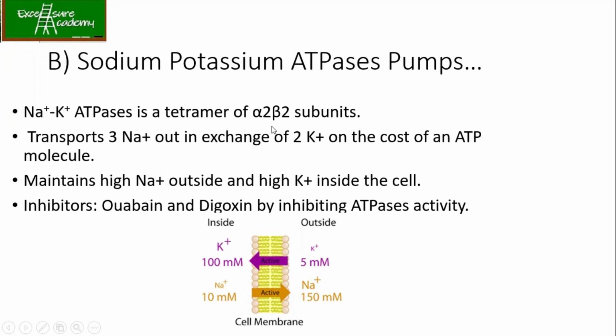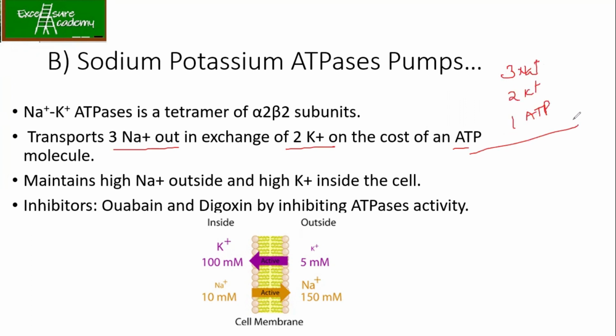It's a tetramer of alpha 2 beta 2 subunits, and इसी पे based numericals भी आते हैं, because it transports 3 Na plus out and exchange of 2 K plus in on the cost of the ATP molecule. So इसमें अभी formula क्या हो जाता है यहाँ पे? 3 Na plus, 2 K plus, 1 ATP.